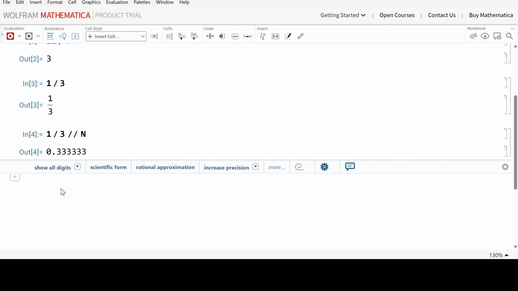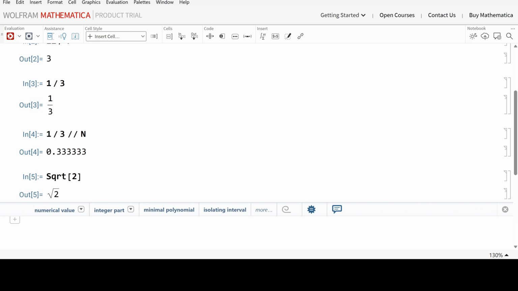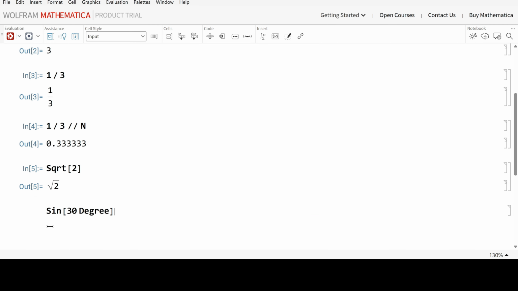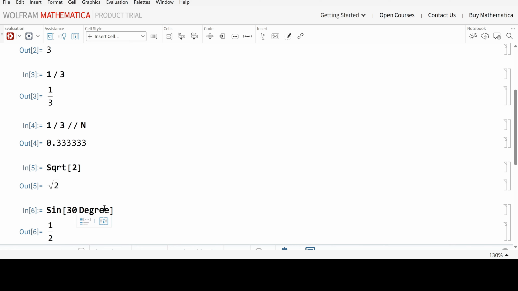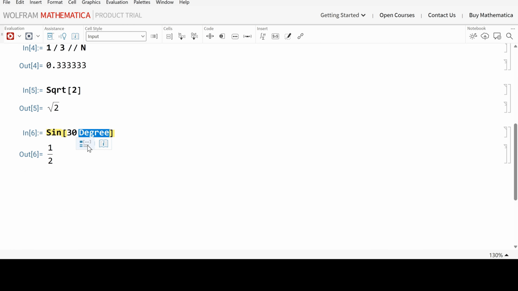You can also use mathematical functions, such as square root of 2 or sine of 30 degrees. And remember, trigonometric functions use radians by default, so if you want degrees, you must include the degree symbol, as in sine of 30 degree. This basic calculator mode is your starting point for everything else in Mathematica.